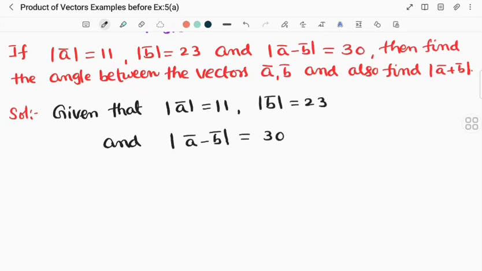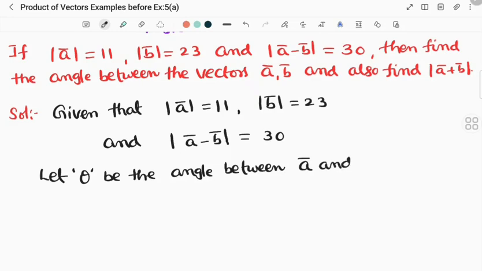So they are asking to find the angle between the vectors a bar and b bar. For that, what we have to do: let theta, or alpha, anything you can take, be the angle between a bar and b bar.